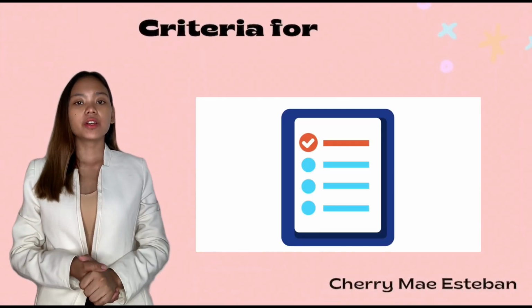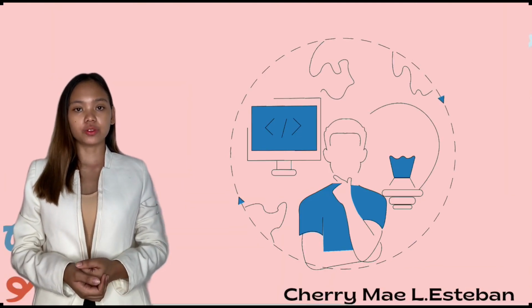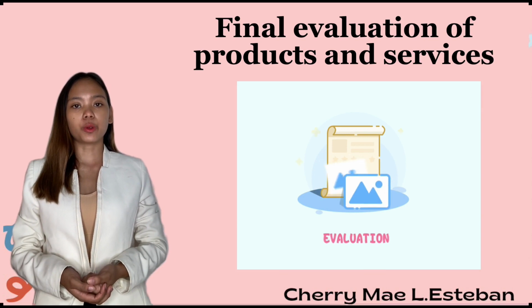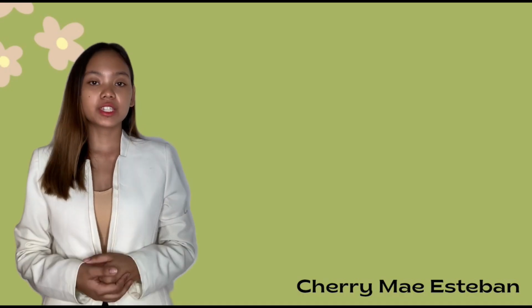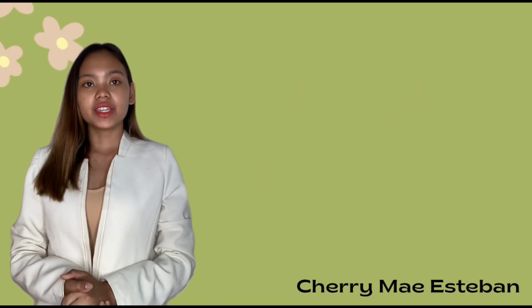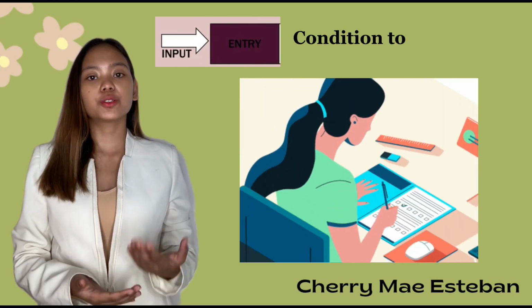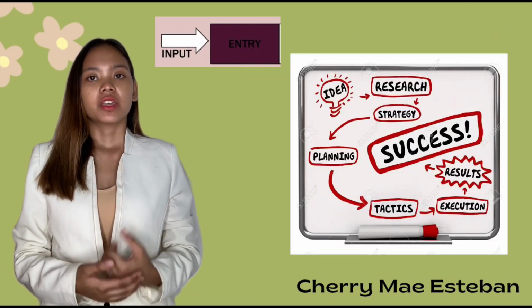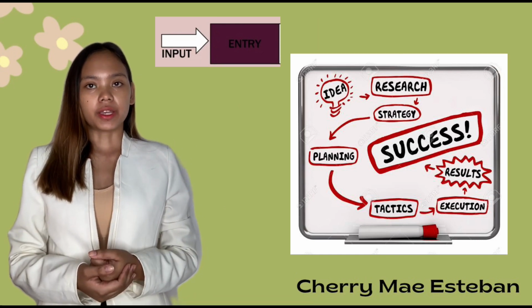Fifth, criteria for acceptance or rejection. After the requirements and standards have been followed, there will be a final evaluation of the products or services, whether they will be accepted or rejected. Part of this approach is the most popular process model, the ETX model, where E stands for entry, the conditions to be fulfilled and satisfied before the actual task is undertaken. This helps to see the whole plan, ideas, and concepts which they need to expect.